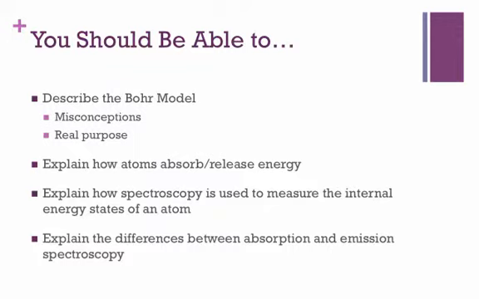You should also be able to explain how atoms are able to absorb and release energy and how this translates into the light that we see that corresponds to each individual element. Finally, you should be able to explain how spectroscopy is used to measure the internal energy states of the atom. The idea that those energies that come out in the form of light that we see as wavelength correspond back to energy gaps between the rings in the atom itself. And finally, you should be able to describe the differences between absorption spectroscopy and emission spectroscopy. They measure the same exact stuff, we're just going about it in a little bit of a different way.